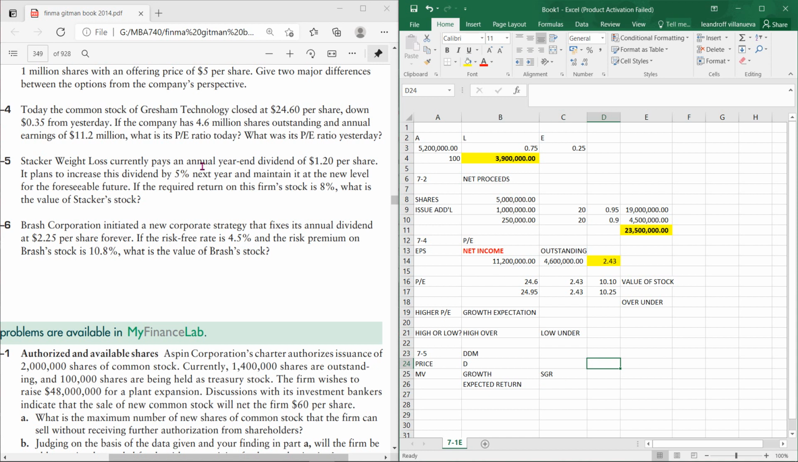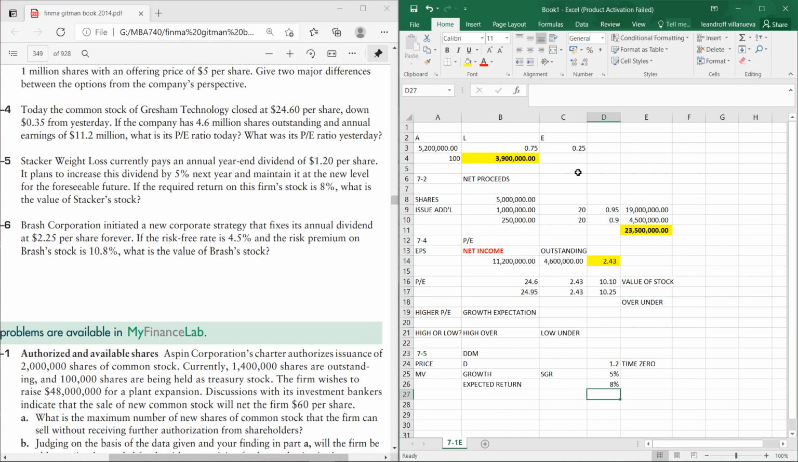Annual year-end dividend is 1.2. So, this is time 0. Diba? This is time 0. This is the beginning. What we need is time 1. Diba? Ano ang sabi? It plans to increase this dividend by 5%. So, this will be your growth rate, 5%. Okay? And, anong sabi? It has a required return of 8%.